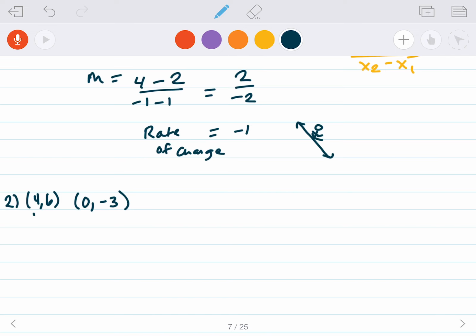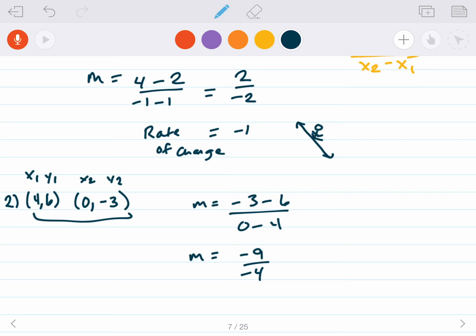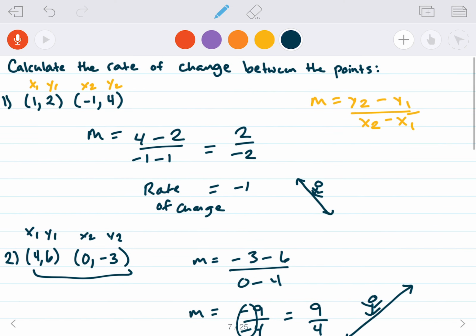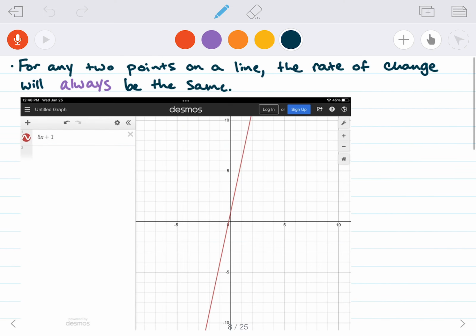All right, what about this next example? Well, if I call this point 1, x1, y1, this one x2, y2, just using my formula, I have m is equal to y2 minus y1 over x2 minus x1. Simplify this out to get -9 over -4. And these double negatives, when you divide a negative by a negative, it turns to a positive. So my slope is positive 9 over 4. Positive slope means that if I put a guy on here, he's walking up the mountain. All right, so that's a little review on slope.